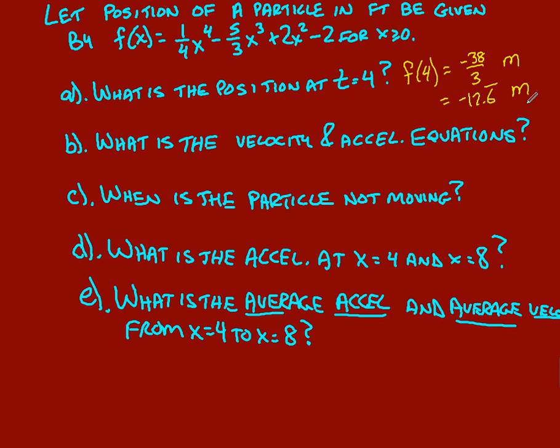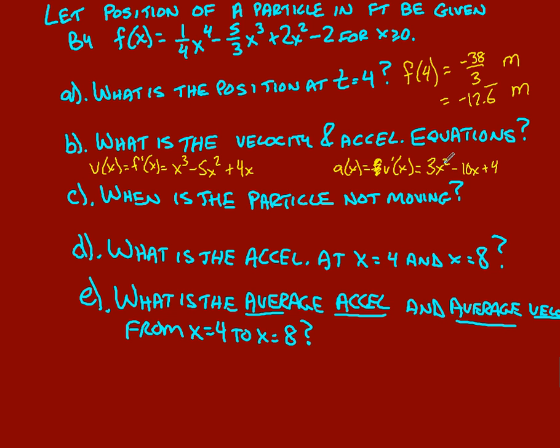What are the velocity and acceleration equations? Well, velocity, again, is just the derivative of position. So when I take this derivative, I should get x cubed minus 5x squared plus 4x, and then that guy just goes away. The acceleration function is the derivative of velocity, so v prime of x. So when I take that derivative, I get 3x squared minus 10x plus 4.